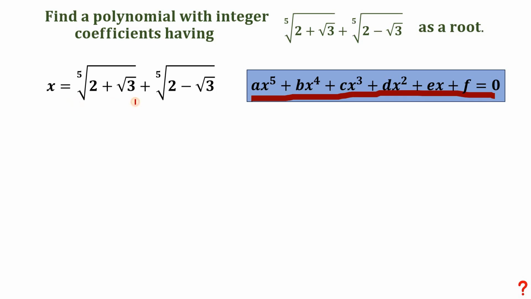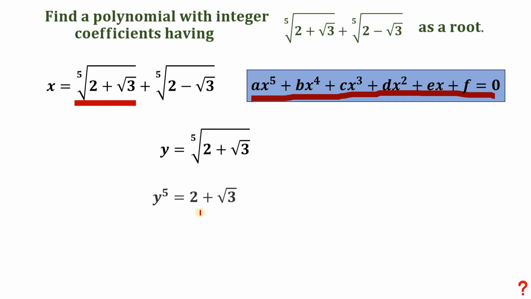To do that, first, let y be equal to fifth root of 2 plus square root of 3. Now, what we're going to do is to raise both sides to the power 5. So, we have y raised to the fifth power equals 2 plus square root of 3. Now, notice that 2 minus square root of 3 and 2 plus square root of 3 are conjugates of one another. Because if we multiply 2 plus square root of 3 by 2 minus square root of 3, this is just 1. Meaning that 2 plus square root of 3, we can rewrite this as 1 over 2 minus square root of 3, or vice versa. 2 minus square root of 3, we can rewrite this as 1 over 2 plus square root of 3.